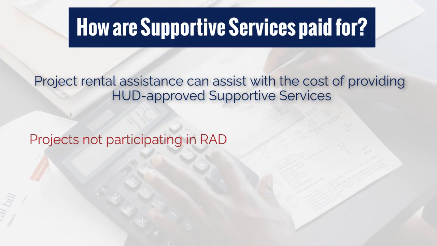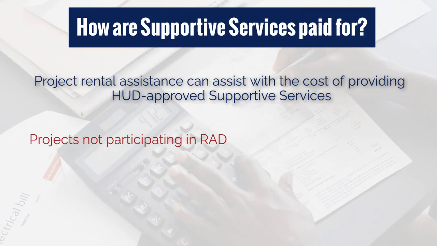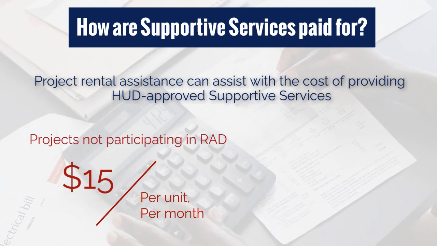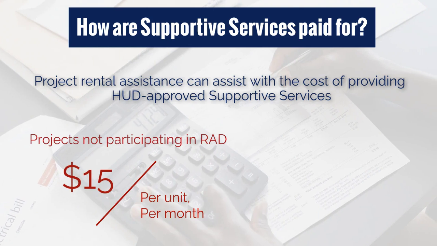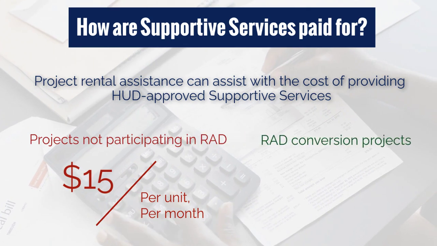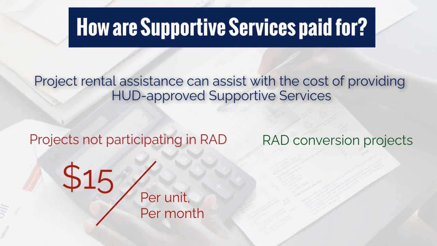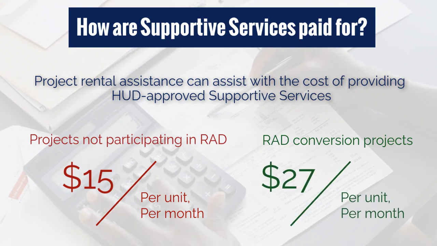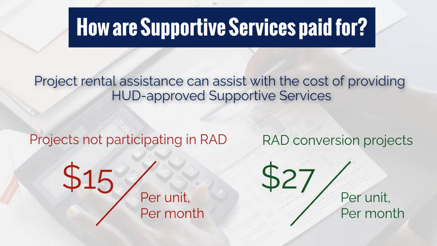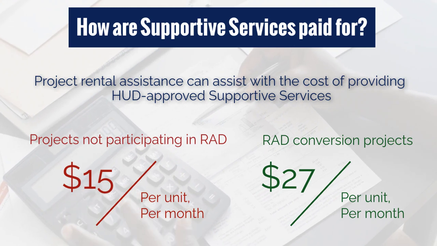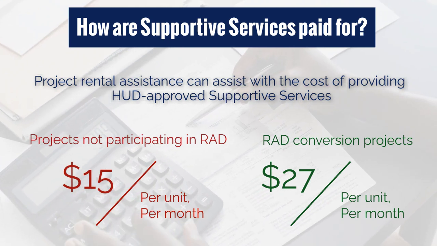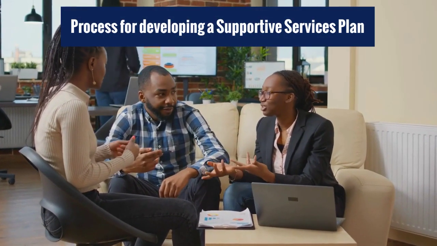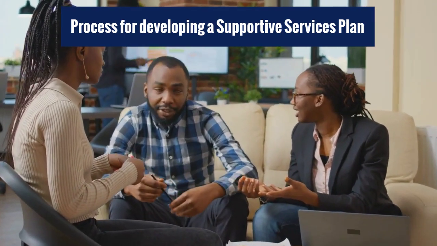Projects not participating in the RAD program may receive up to $15 per unit per month in project rental assistance toward the cost of providing supportive services to its residents. As an incentive to participate in the RAD program, HUD may allow project rental assistance for supportive service costs of up to $27 per unit per month. HUD will approve this change immediately prior to conversion, and the increase takes effect on the effective date of the new HAP contract.